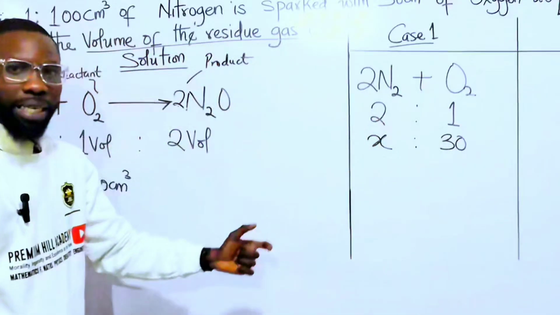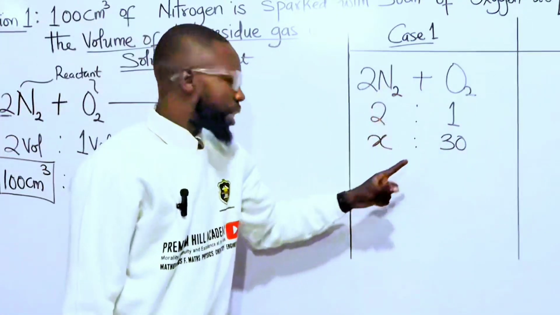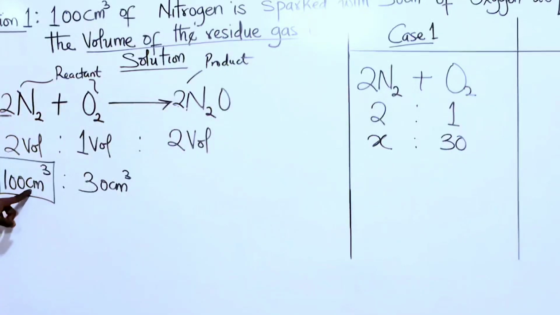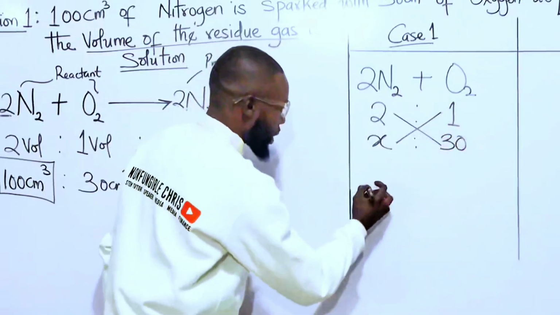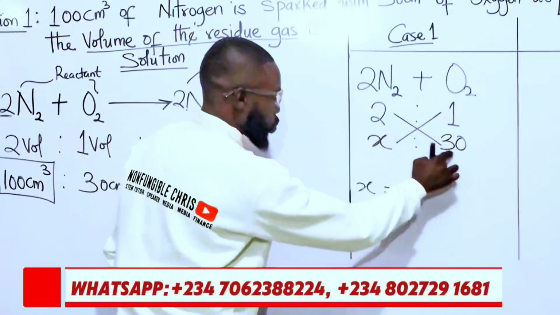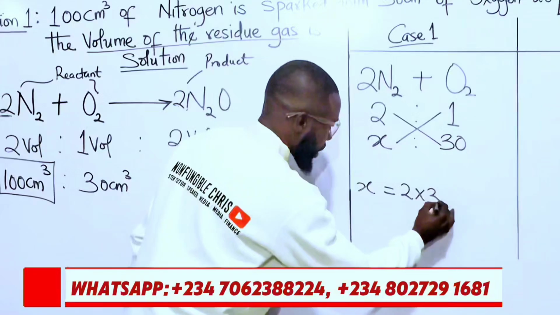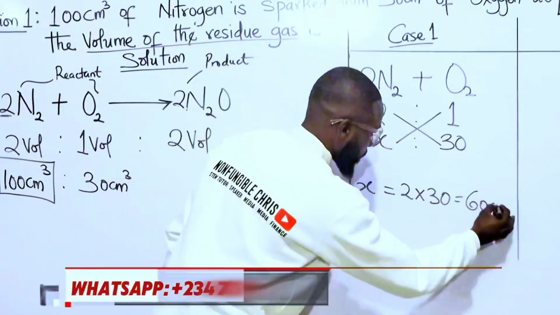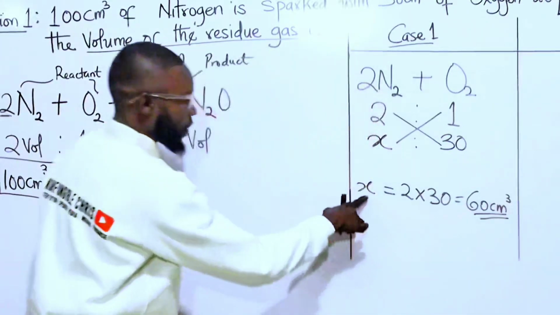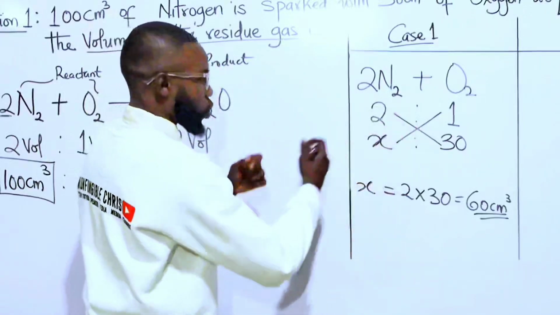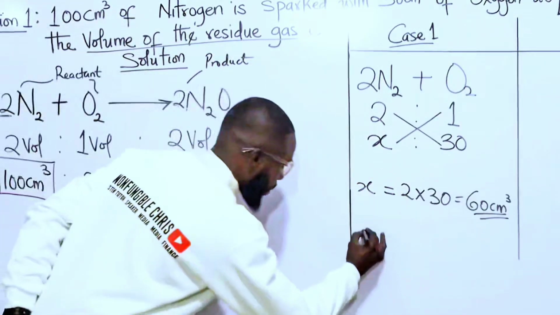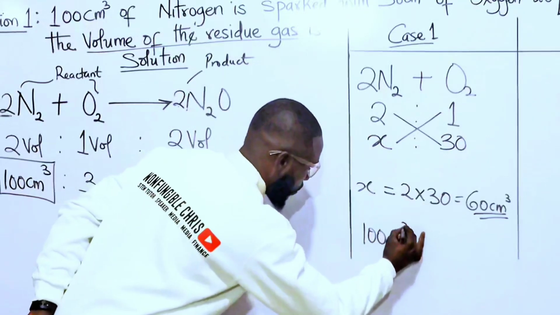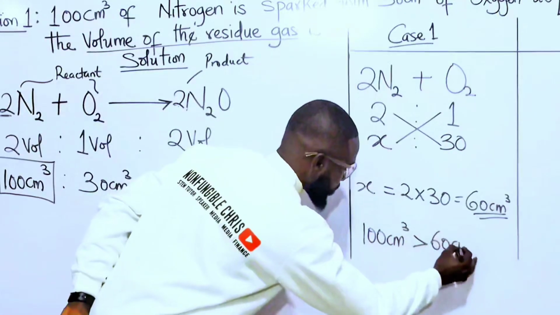By cross multiplying, if after cross multiplying the volume we get here is less than this, that's what we are going to use to subtract. What I mean is, if after we cross multiply, I have X times 1 here giving me X is equal to 2 times 30, which gives me 60 cm cube. And if you check, the value for X here is 60 after cross multiplying. It therefore means that 100 is higher than 60. Look at now, we have 100 cm cube is greater than 60 cm cube here.